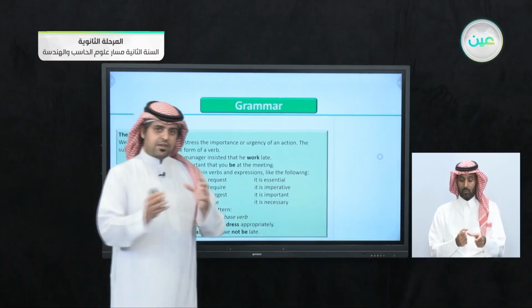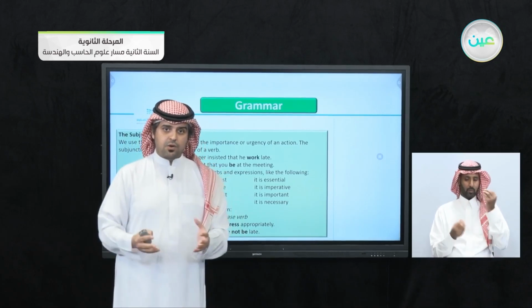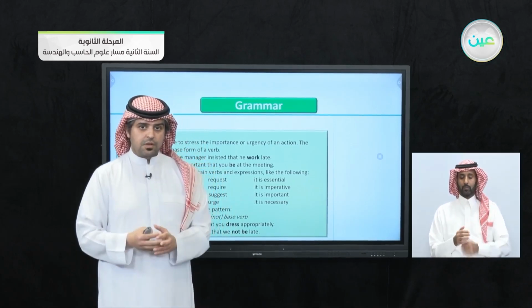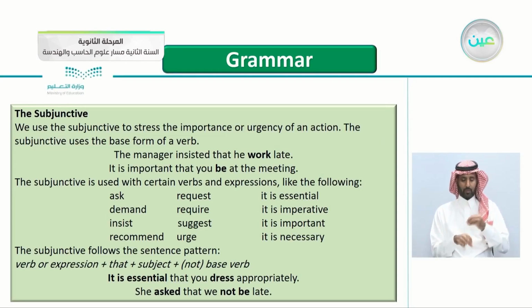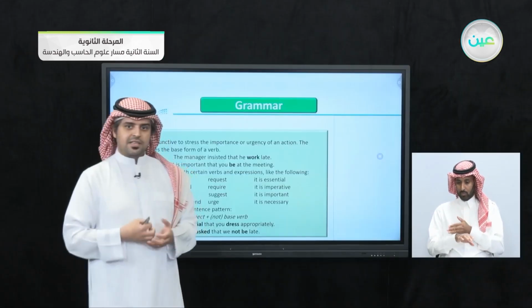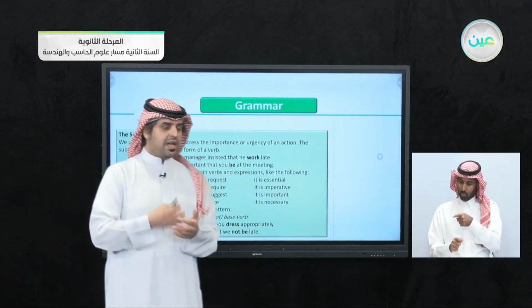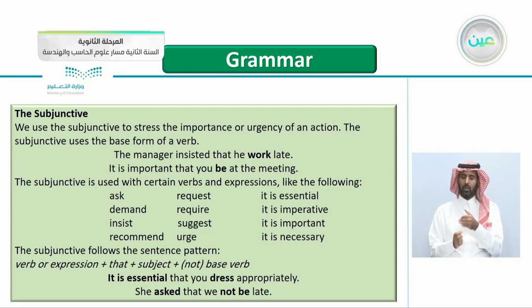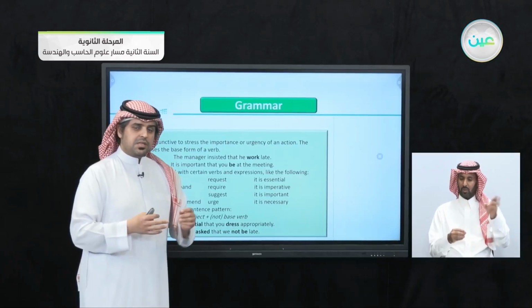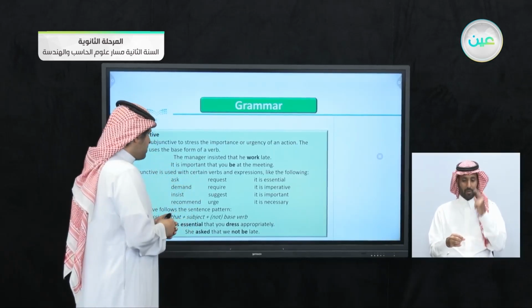When you want to put a verb, the thing that I want you to do now, use the base form. Don't add anything else. For example here, the manager insisted that he work late. Insisted means that he wants me to do it now. Notice the verb work here is in the base form. We didn't add ed, we didn't add ing.